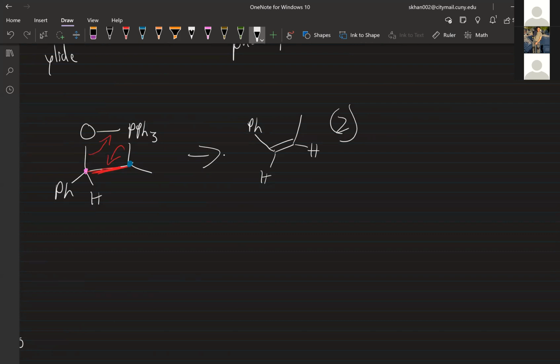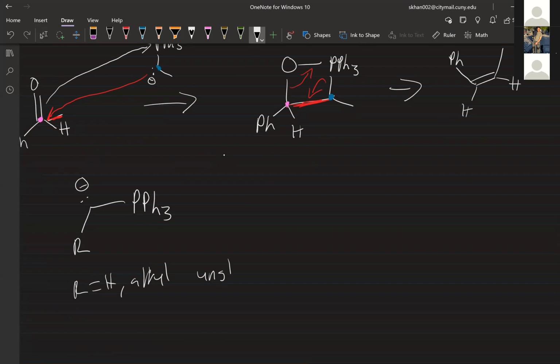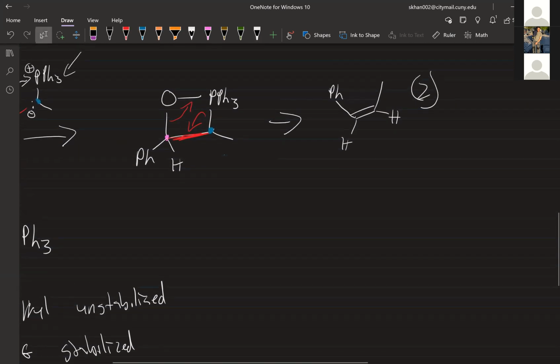But Sharu, yeah, in this scenario the R is the methyl. It's technically that methyl group, so that is an alkyl group. Actually, let me finish writing what I wrote here. This is unstabilized, and then R equals some sort of electron-withdrawing group, that's a stabilized Wittig. So with the unstabilized Wittigs, it's going to be stereoselective to the Z isomer. With stabilized, it's going to be E.